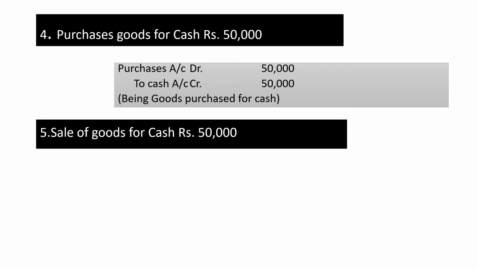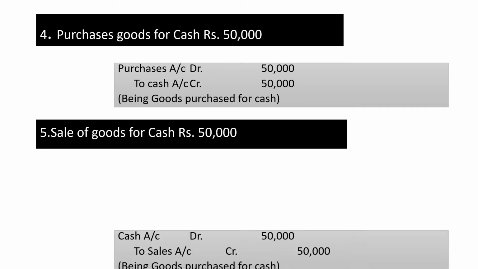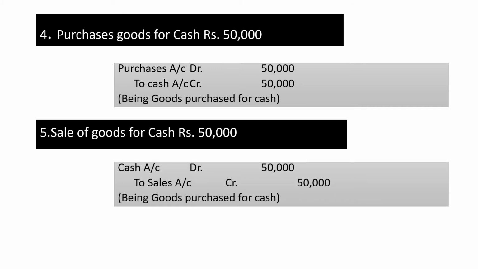And the fifth entry is sale of goods for cash rupees 50,000. See, remember one thing. If you make a sale, cash will be coming in. So the entry would be opposite to the purchases entry. So here we will debit cash because it is coming in, to sales credit 50,000. So these are the 5 journal entries we have learned.